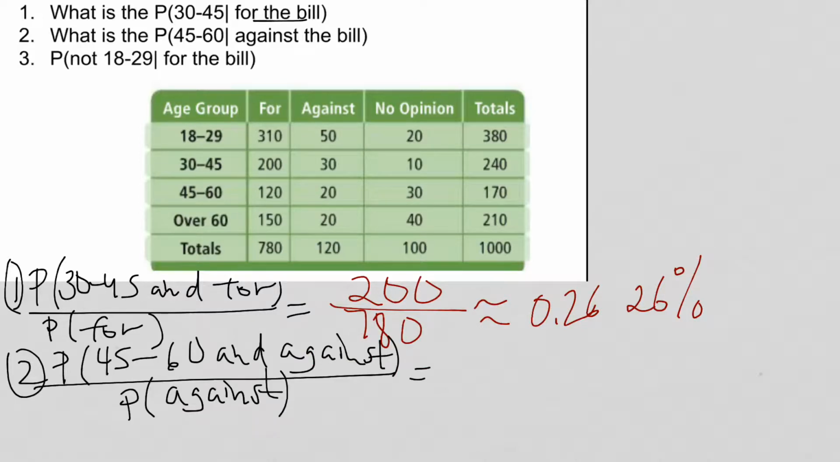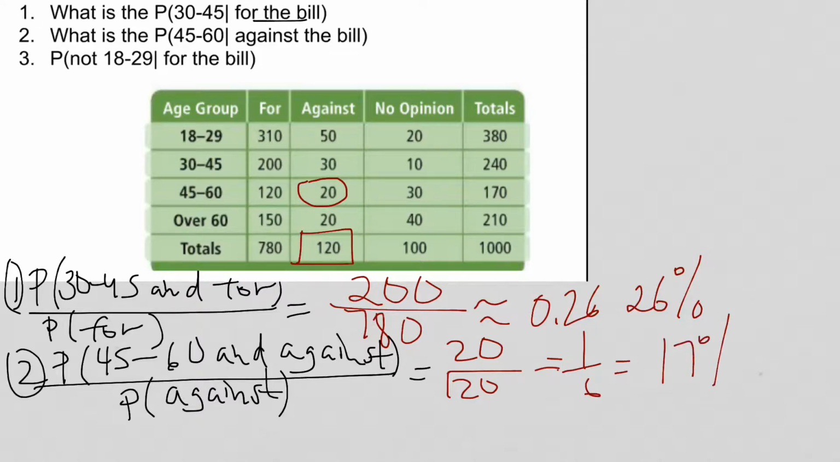All right, so for number 2 here, probability of 45 to 60 years old given against the bill. So again, I'm going to follow that conditional probability formula. I want to find the probability of being 45 to 60 and against the bill, divided by probability of against. So how many are 45 to 60 and against the bill? Well, that's here. There's 20 people. Divided by how many total are against the bill? And that's the total in this column, over 120. And that reduces to 1/6, which is about 17% if you put it in the calculator. All right, try number 3.